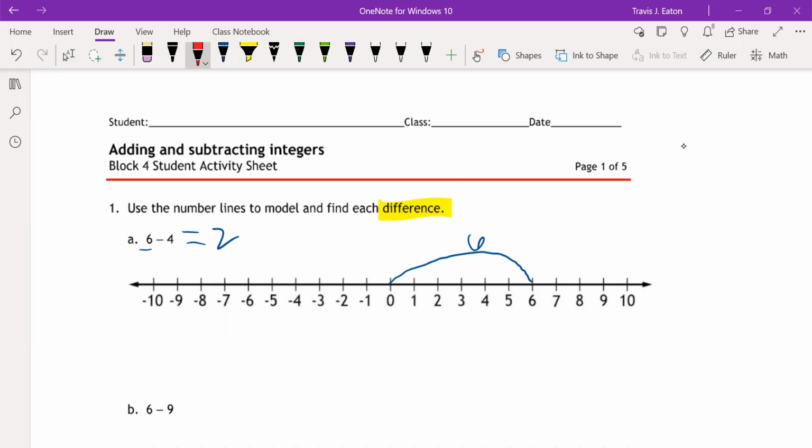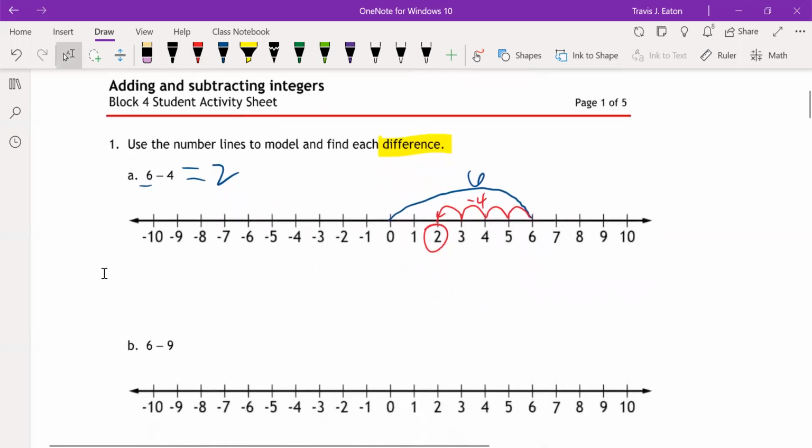Subtracting 4 means we're moving left on the number line. 1, 2, 3, 4. And look at that. That's subtracting 4, and that puts us at 2. And there you go. The answer is 2. Beautiful, right? No problem.